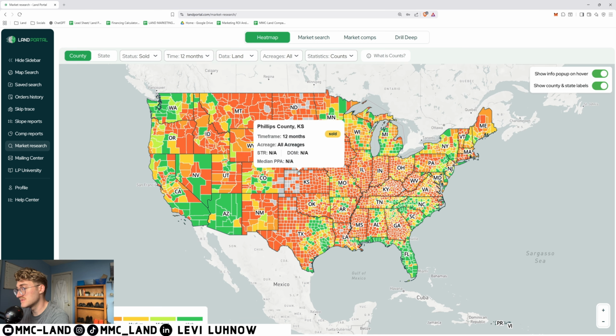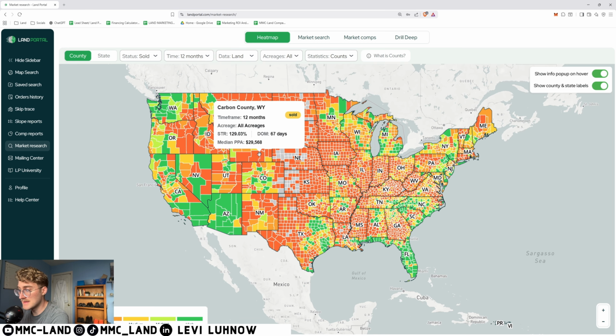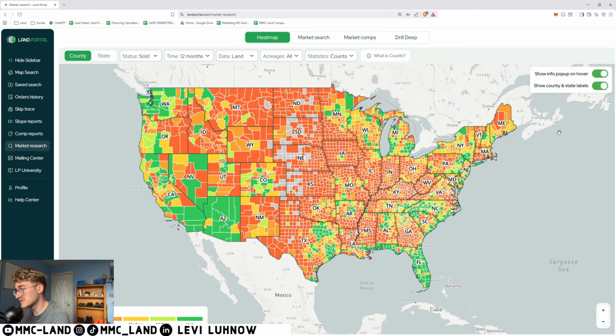The Land Portal is going to be the best land software by far. And right here, you can click on this market research tab and it'll bring up an entire heat map of the United States. Okay. And so we can look at for sale, sold, the time frame we want to look at. We want to stick to land because we like land. And then you can choose acreages, right? And then you have all these stats that you can go through.